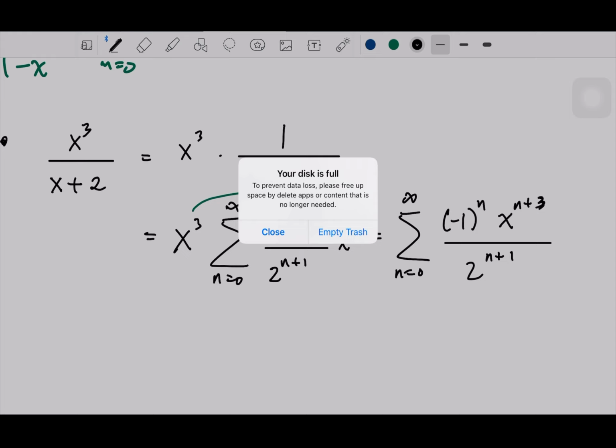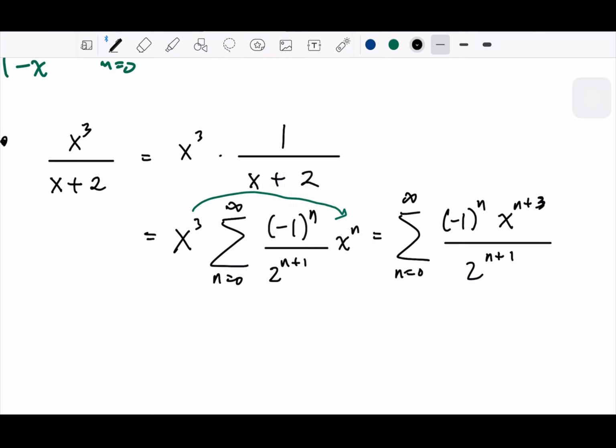It always shows up because the disk is full, but I've already emptied the bin, but I'm not sure why it has happened so many times.